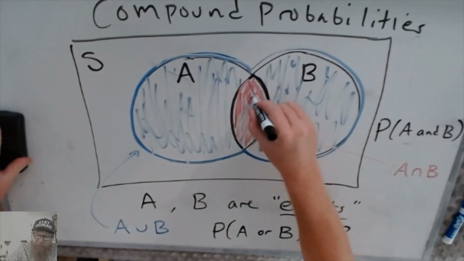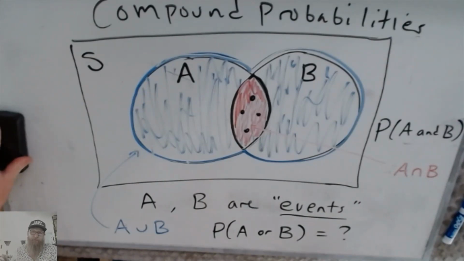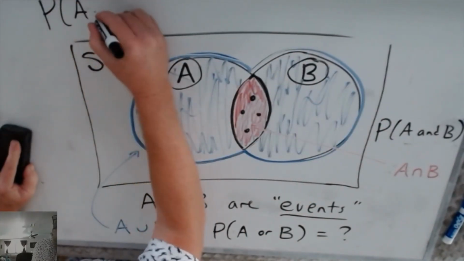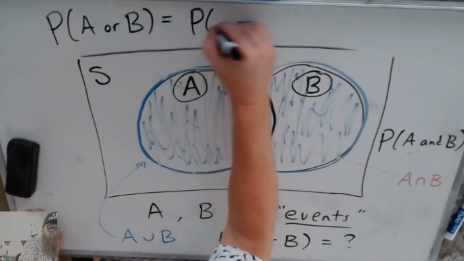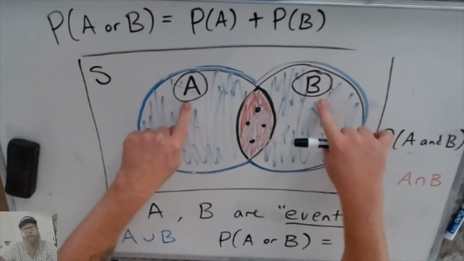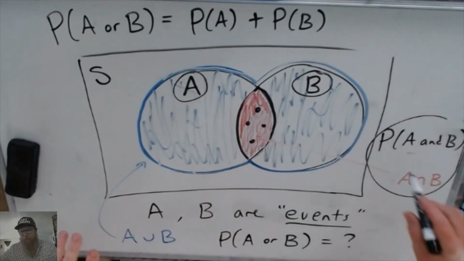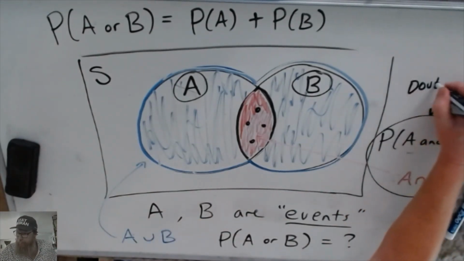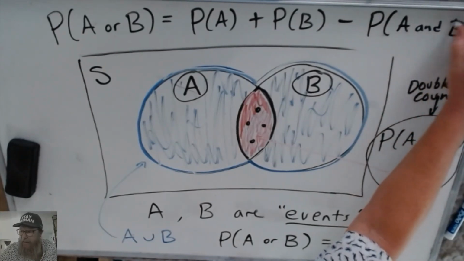Any outcome that takes place in here would get double counted. So we have the probability of A, we have the probability of B, and so the probability of A or B happening, one or the other, is the probability of A plus the probability of B. So we're going to add these two probabilities together, but then we have to subtract the intersection, because the probability of the intersection will be double counted. So we subtract the probability of A and B.